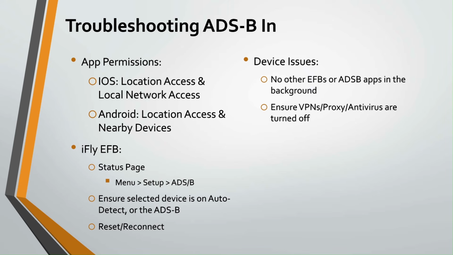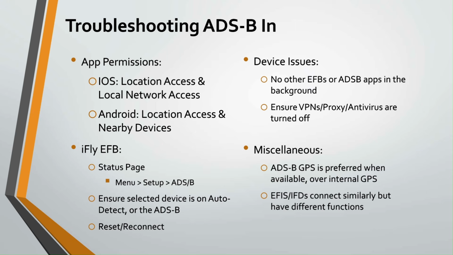On the iFly EFB app, it's always recommended to check the status page to ensure that the ADS-B In is properly connected. This can be viewed by going to Menu, Setup, and ADS-B. From there, ensure the selected device is on auto detect by default or the ADS-B In that you're working with. On the status page, you can also reset and reconnect, which will help reset the connection between the ADS-B In and iFly EFB.